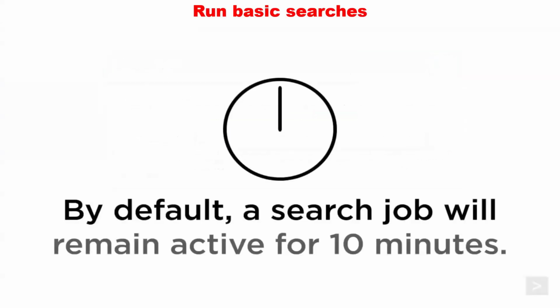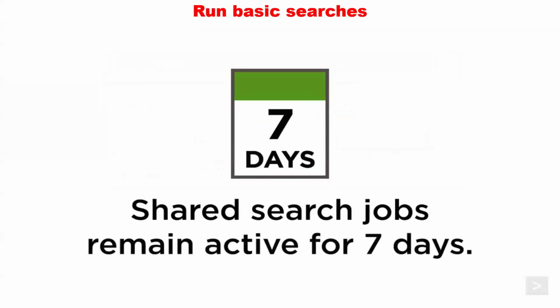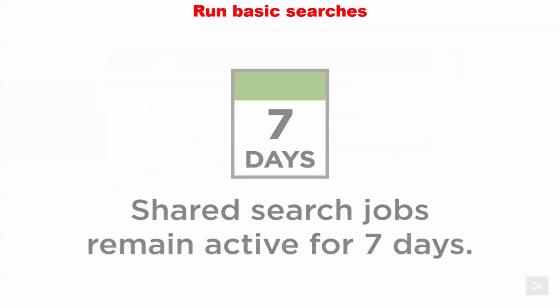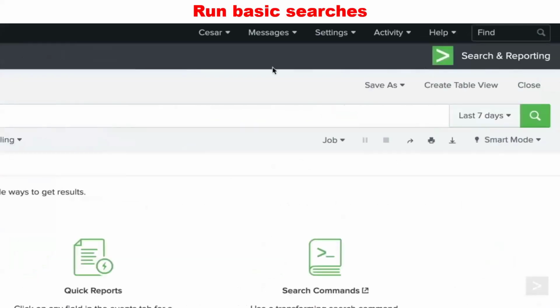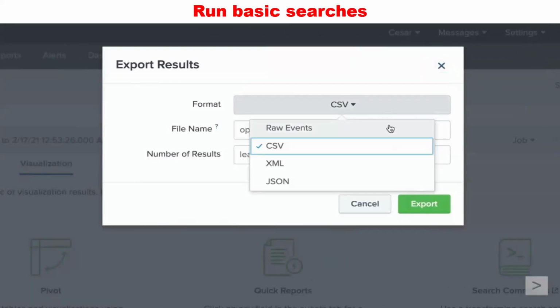By default, a search job will remain active for 10 minutes after it's run. After 10 minutes, Splunk will need to run the job again to return results. A shared search job, on the other hand, will remain active for 7 days and will be readable by everyone, meaning that anyone you share this job with will see the same exact results you did when you first ran it. The export icon will allow you to export events returned from the job in RAW, CSV, XML, or JSON formats.